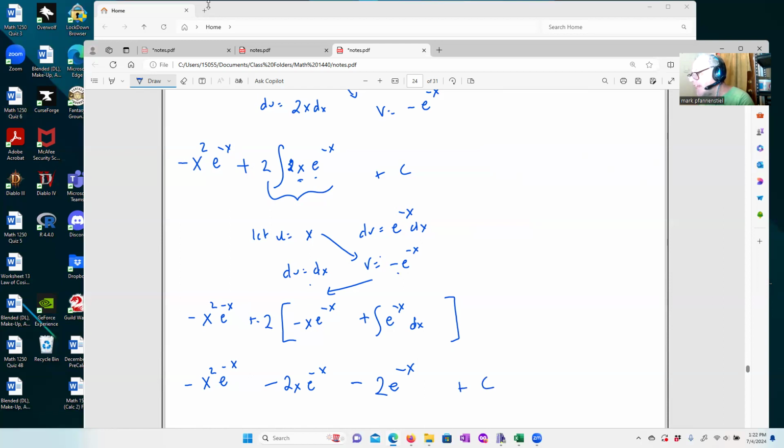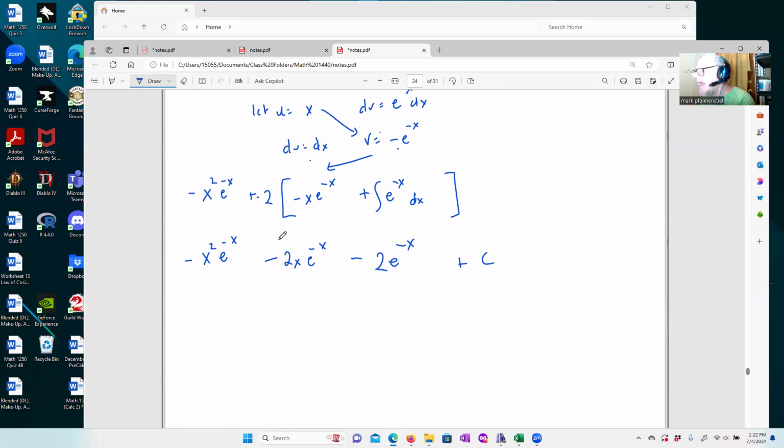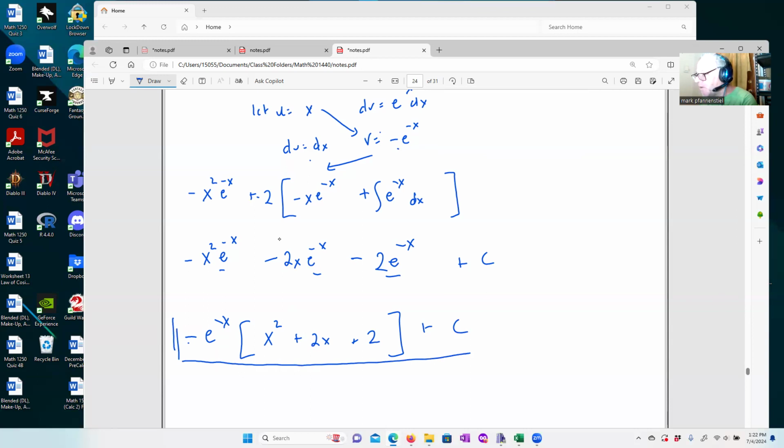Now, there are some things that are consistent through everything here, okay? And I see a negative e to the x everywhere. So I'm going to go ahead and factor out e to the negative x. What's left, I have an x squared. Pull the negative sign out. So we have plus 2x plus 2, in parentheses, plus c. This would be my answer to this integration by parts.